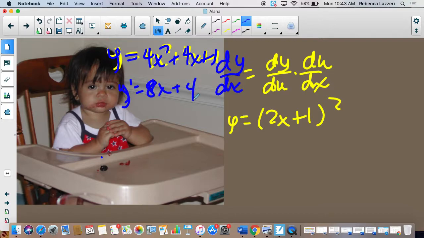Provided that I didn't make a careless mistake. At 0, f prime of 0, we get 4, okay? So we're gonna look at that in just a minute, pull it all together algebraically, numerically, and graphically.